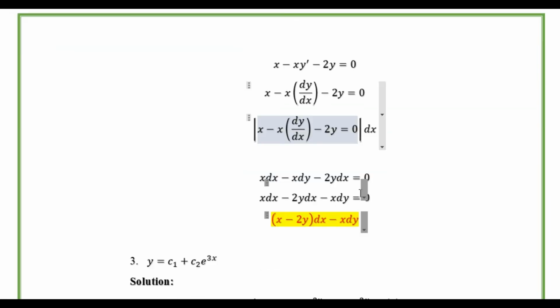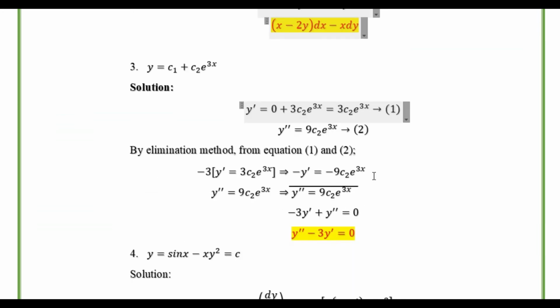Okay? So let's try another example. In example number 3, there are two arbitrary constants, C1 and C2. These are the arbitrary constants that we need to eliminate to derive a differential equation. So it is the same process. No? Since there are two arbitrary constants, that means we go up to the second derivative.